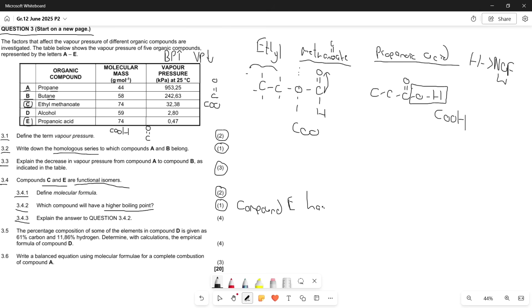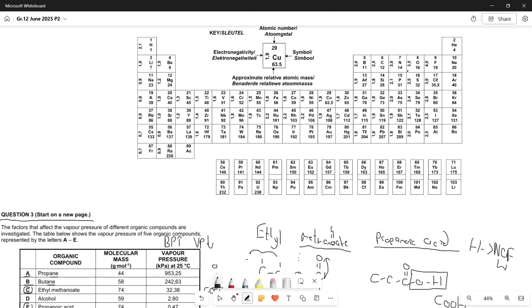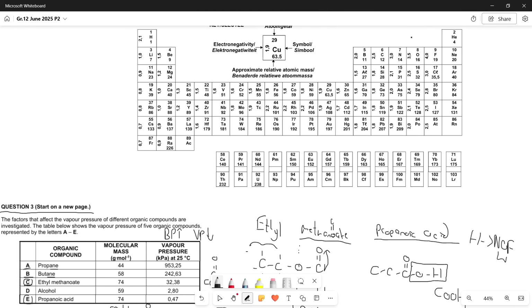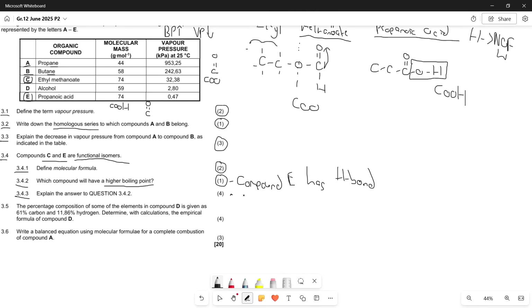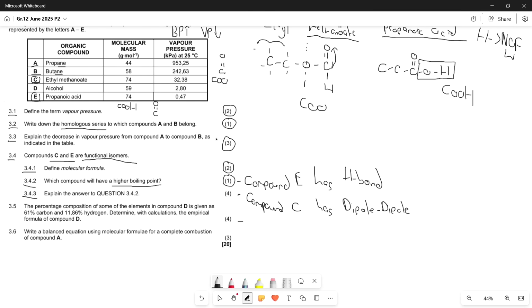Compound E has a hydrogen bond. Just write hydrogen bond in the test. But then our second mark is talking about what intermolecular forces ethyl methanoate has. And as we saw when we subtracted 2.5 from 3.5, it landed in the range of dipole-dipole, sitting with an electronegativity of 1, which means we just have to write compound C has dipole-dipole. So that just earned us 2 marks, and now the formatting is exactly the same as question 3.3 over here, where we just have to say compound E has stronger intermolecular forces than compound C.